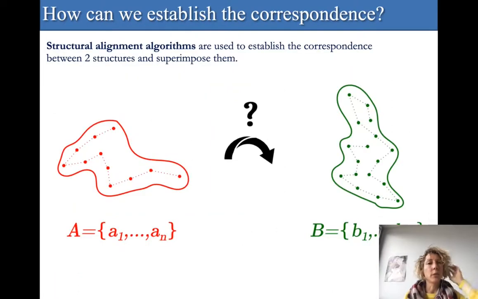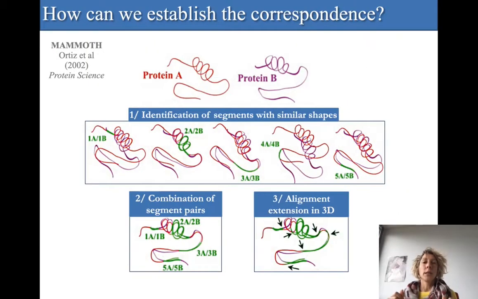So how can we establish the correspondence? We have structural alignment algorithms which are used to establish this correspondence, and this is prior to computing metrics such as the RMSD, for example. So let's say we have protein A, protein B.